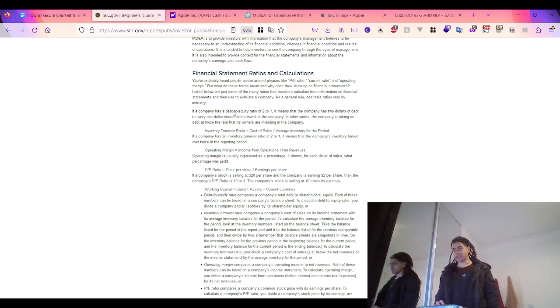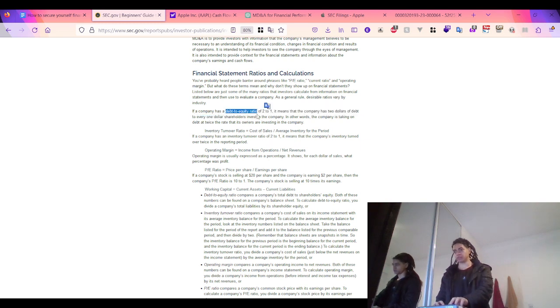If a company has a debt to equity ratio of 2 to 1, it means that the company has $2 of debt for every $1 shareholders invest in the company. In other words, the company is taking on debt at twice the rate that its owners are investing in the company. Inventory turnover ratio. So this is something that I get. Okay, debt to equity ratio.